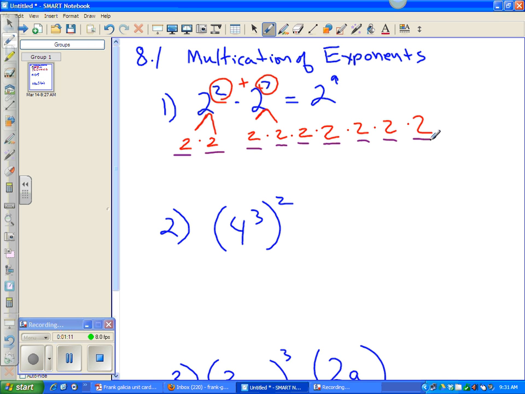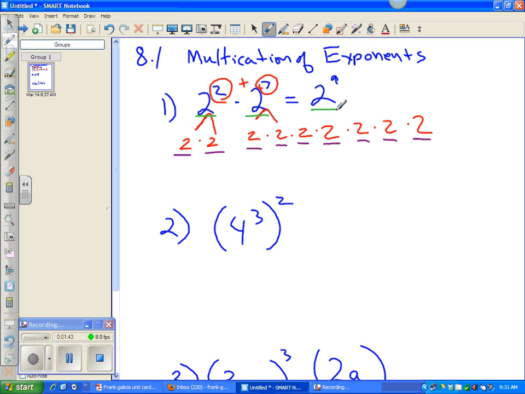So if you ever forget the rule that when you're multiplying exponents, you add the exponents, all you have to do is break up those exponents into their root forms, which is 2 times 2, and in this case it's 2 times 2 times 2 times 2 times 2 times 2 times 2, and add all those 2's together. And that'll give you the first rule of multiplication of exponents, where if you're multiplying exponents that have the same base, and in this case the base is the same because it's 2 and 2, you add the exponents and keep the base the same.